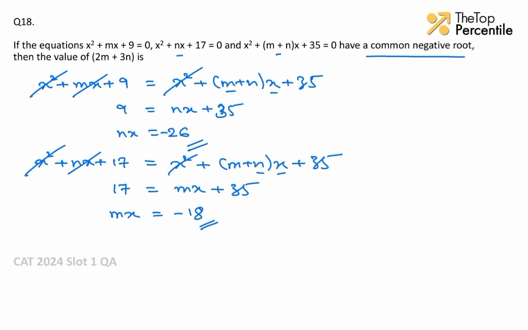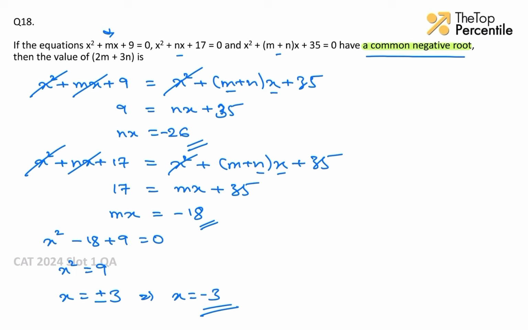I can substitute either one of these in the equation. Let's substitute mx in its original equation. So I'll have x square minus 18 plus 9 equals 0. And this will give me x square as 9, which will be x equals plus minus 3. Now it's already given to us that the root that we have is a negative common root. So from here I'll take x as minus 3.